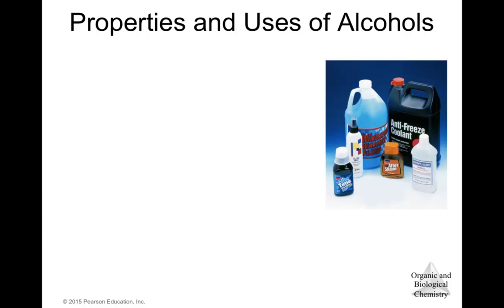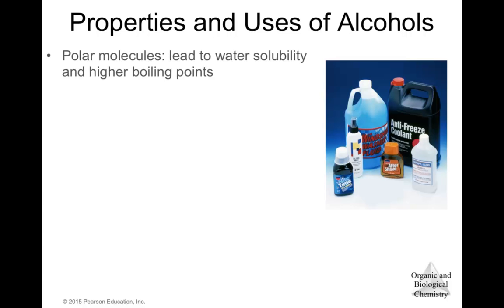So there are some common properties and uses of alcohols. First of all, they are polar molecules. Because of that, they lead to water solubility and also have higher boiling points. So these will have higher boiling points than, for example, alkanes, alkynes, and alkenes.